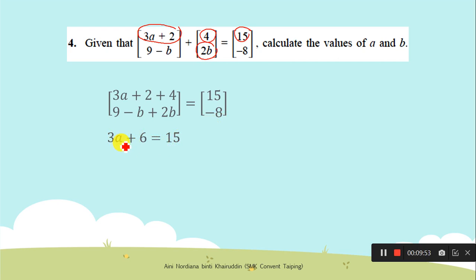So to calculate the value of A, 3A plus 6 equals to 15, so A equals to 3. For B, 9 plus B equals to negative 8. So negative B plus 2B here is positive B. So B here you will get negative 17.